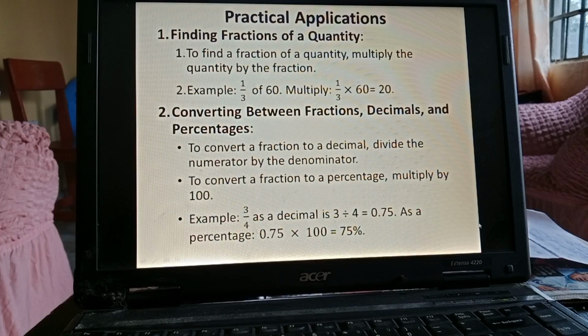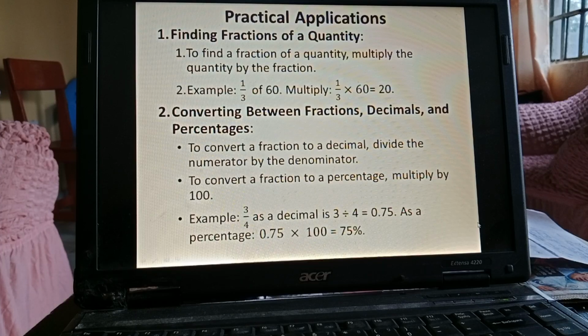Practical applications of fractions. The first one is finding fractions of a quantity. To find a fraction of a quantity, multiply the quantity by the fraction. For example, 1/3 of 60 is 1/3 times 60, which is 20. So 1/3 of 60 is 20.